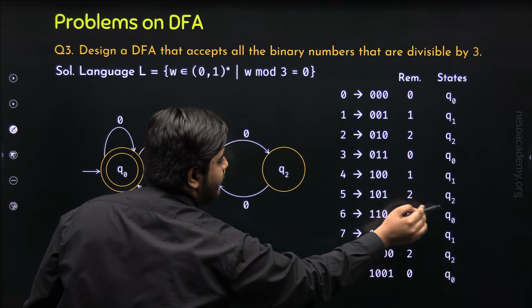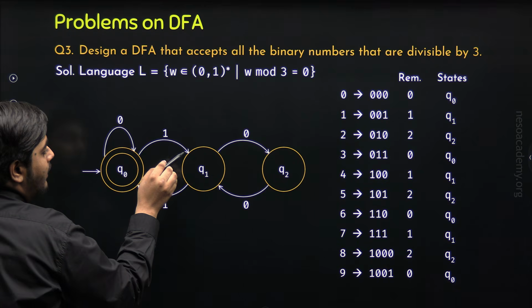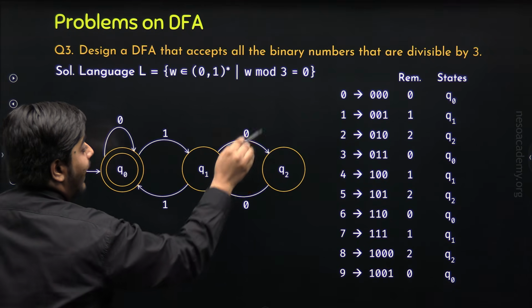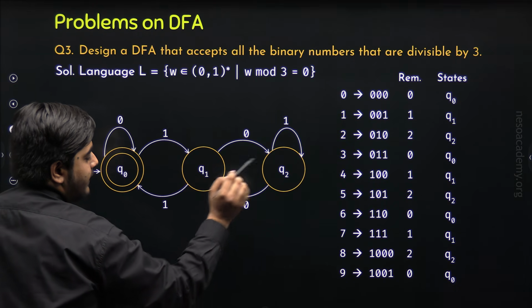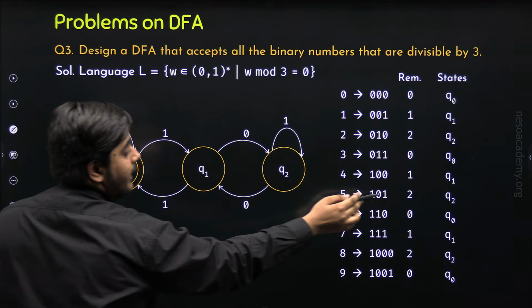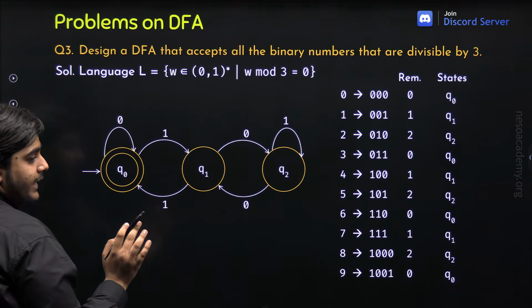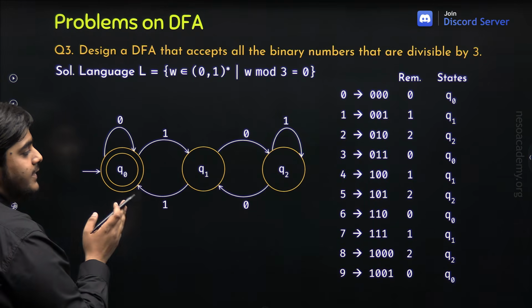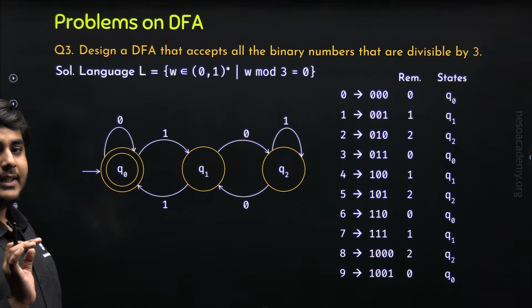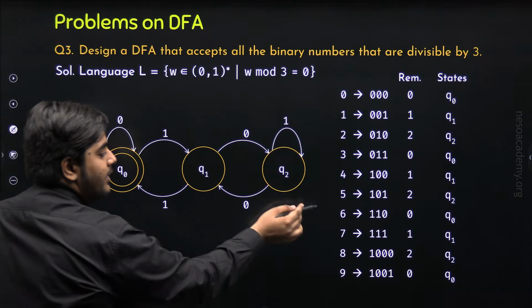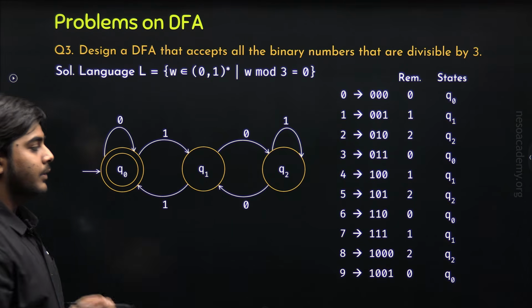The next one is 1, 0, 1. And the processing needs to be stopped at Q2. So 1, 0, 1. And we can see the processing is stopped at the state Q2, which means the remainder is 2. Now, in this way, we have completed our DFA, and you can check, every state has a transition for both the input symbols, for 0 as well as 1. Now we will check these remaining strings and we will see whether it is a valid DFA or not.